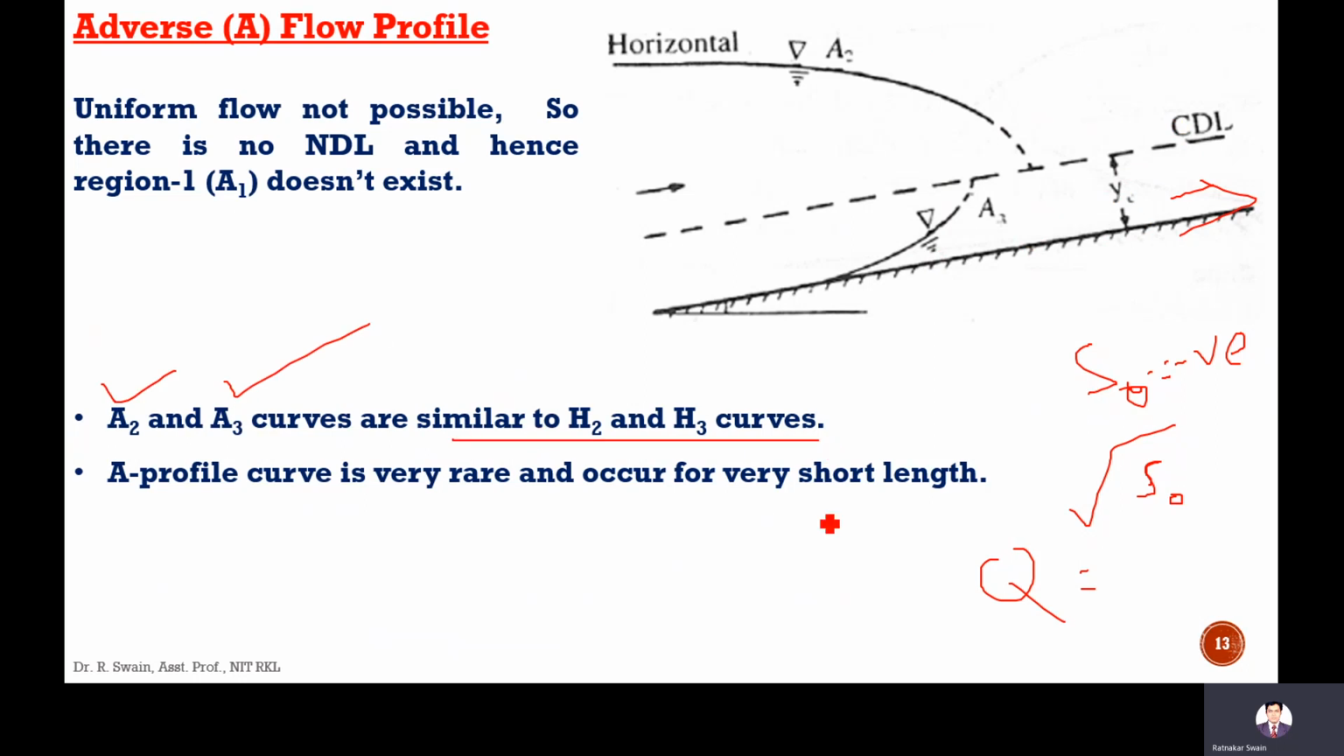It is similar to S2 and S3 curves. A profile curves are very rare and occur over very short lengths. There is no practical situation where this can be shown. It is very rare, and it may happen over a very short length. Okay, so this is about the adverse flow profile.